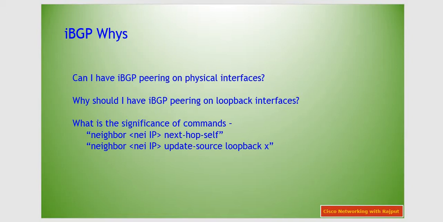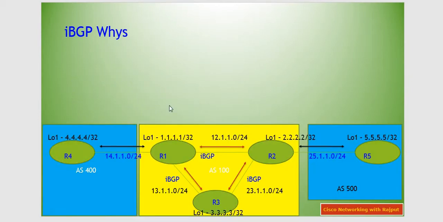And the next is, in iBGP we frequently see these two commands: neighbor IP address next-hop-self, and neighbor IP address update-source loopback with the loopback interface number. Let us see the scenario we have. We are going to use this design diagram.